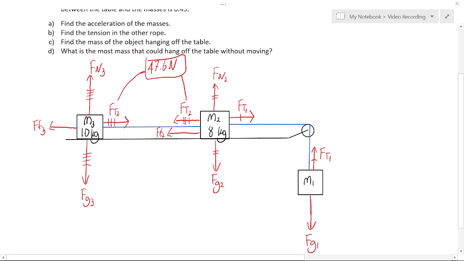First, we're asked to find the acceleration of the masses. Then we're asked to find the tension in the other rope, so that will be Ft1. We already know Ft2, so we're asked to find Ft1. What is the mass of the object hanging off the table? And then lastly, what is the most mass that could hang off the table without moving, so without sliding M2 and M3 off the table?